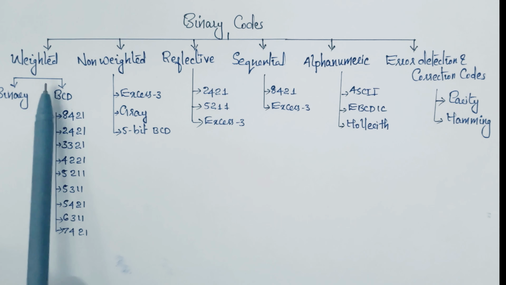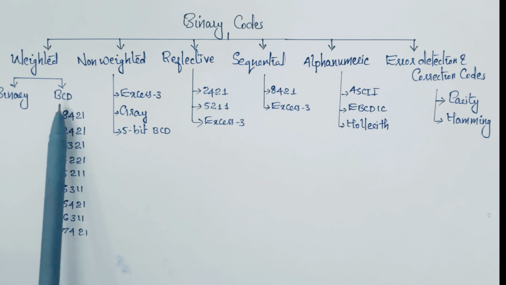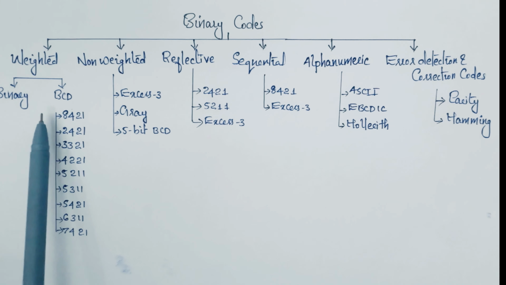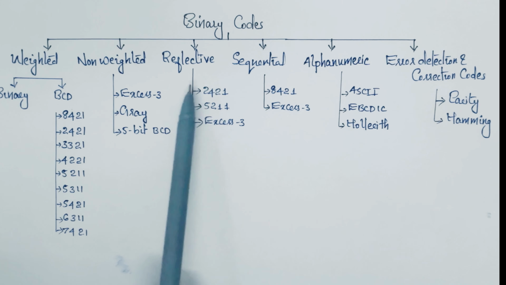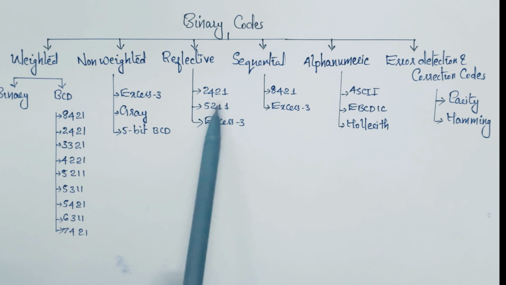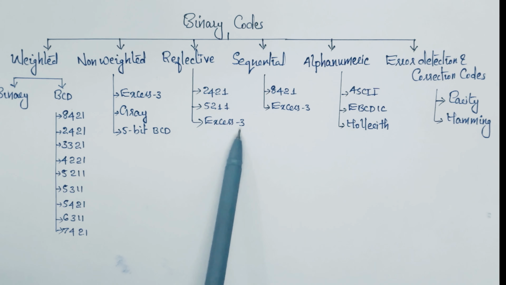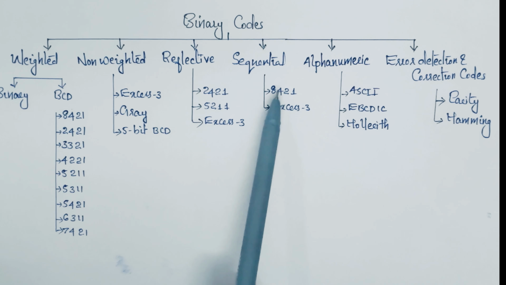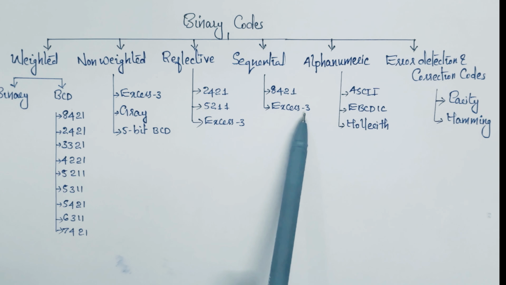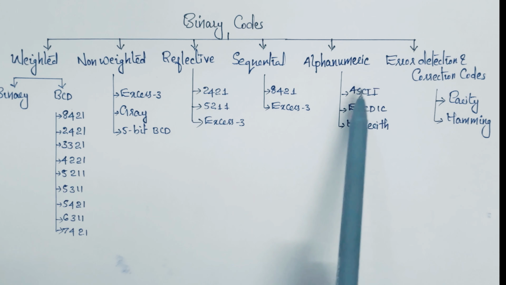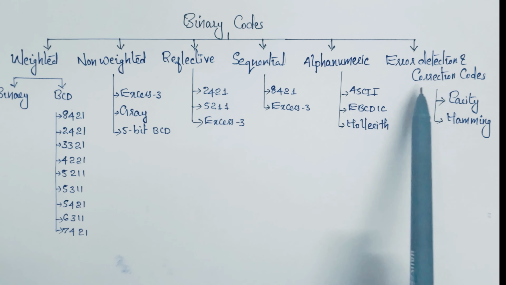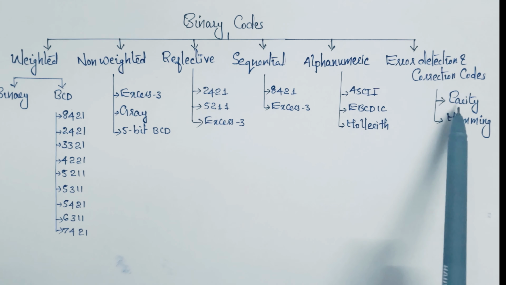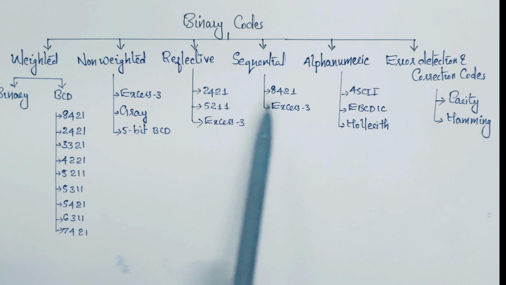First classification is weighted codes. Weighted codes examples are binary and BCD. Different types of BCD come under weighted codes. Next is non-weighted codes. Non-weighted codes examples are XS3, gray and 5-bit BCD codes. And next is reflective codes. Examples are 2421, 5211 BCD codes and XS3 code. Next is sequential codes. Examples are 8421 and XS3 codes. And then alphanumeric codes. Examples are ASCII, EBCDIC and Hollerith codes. And the last is error detection and correction codes, and examples are parity and Hamming. Now we will see all these codes in detail.